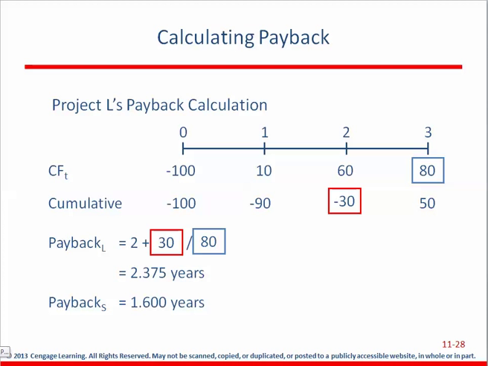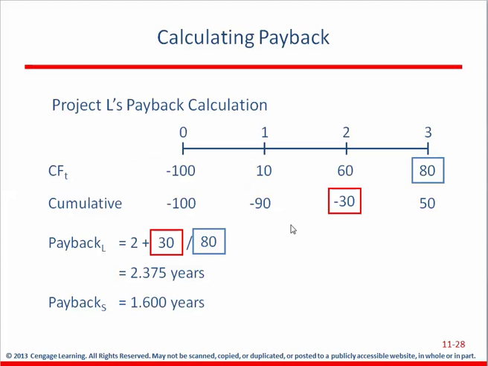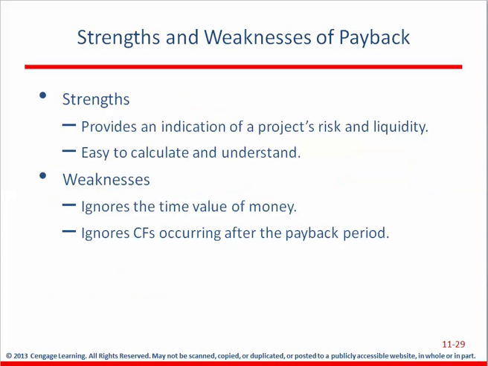But like I said, if these projects had differential risk, it ignores that, and it ignores the time value of money altogether. So it's easy. Sometimes companies use it as an initial screen, but I would say don't even use it as an initial screen. The other problem with payback is it ignores the cash flows that come after the payback period. So what if there was some big cash flow out here in time 4, a $1 million cash flow? It would ignore that. It would just say, well, we pay back in 2.37 years.